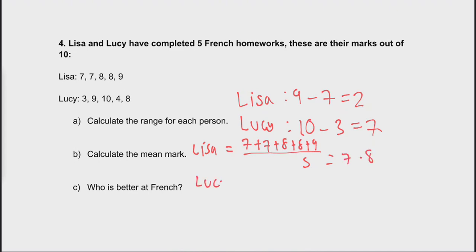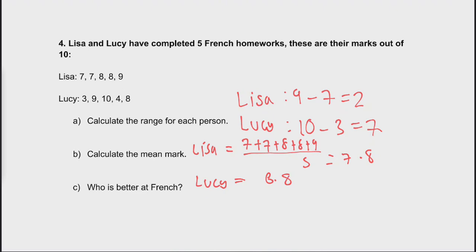And then for Lucy, we should get 3 plus 9 plus 10 plus 4 plus 8, again, all divided by 5. And that should give us a mean of 6.8.